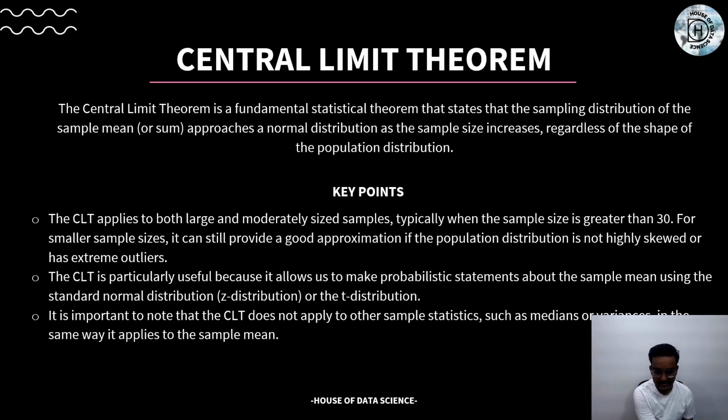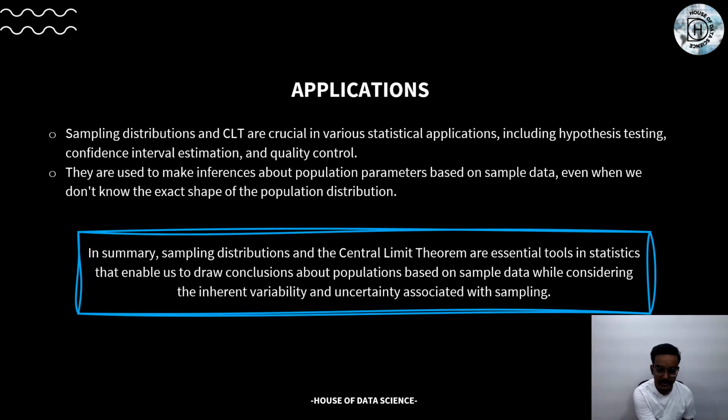If the size is lesser than 30, then you cannot apply central limit theorem ideally, because it can be a good approximation but it can be highly skewed. So it is recommended whenever the sample size is greater than 30. It allows you to make a probabilistic statement about the sample using the Z distribution or the T distribution, which we will study further. It is important to note CLT does not apply the same way on sample statistics such as median, variance, the way it applies to the sample mean. So it applies to mean and not to median and variance.